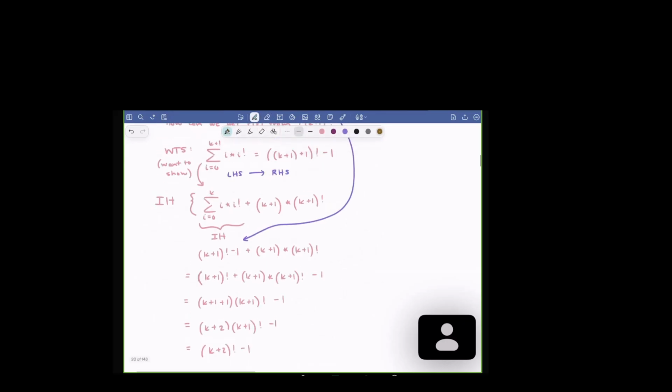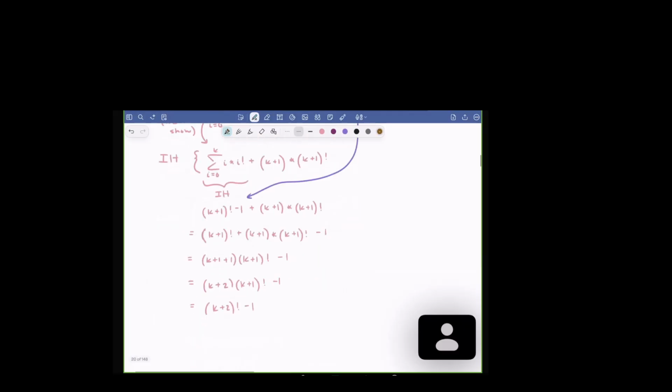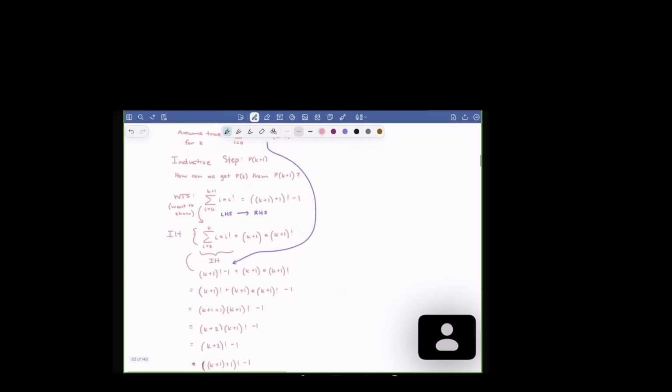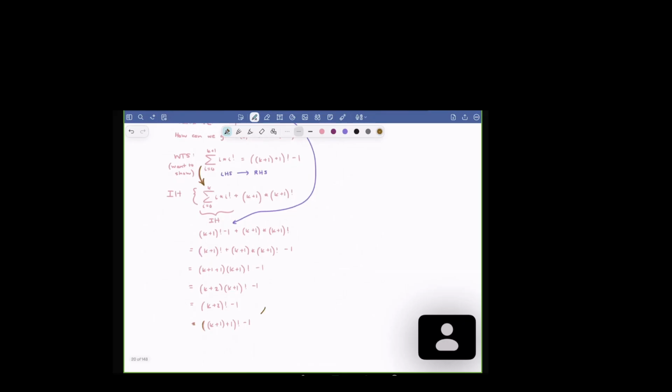And this is just what we want to show here. Okay, I switched colors. Cool. Plus 1. And yeah, we showed that we start with the left-hand side, right here, sorry. We start with the left-hand side, and then we showed that it was equal to the right-hand side. So that concludes our proof.